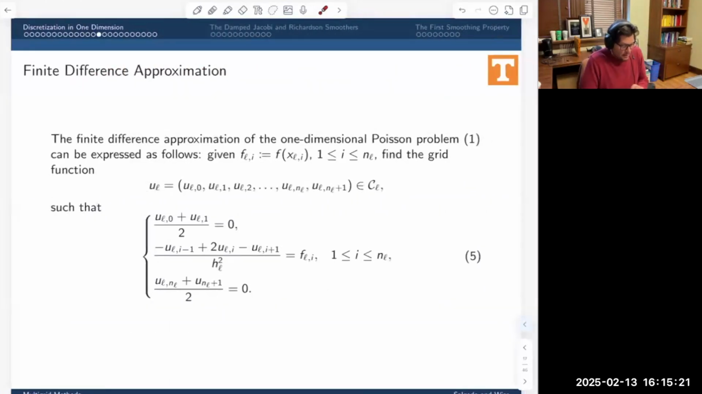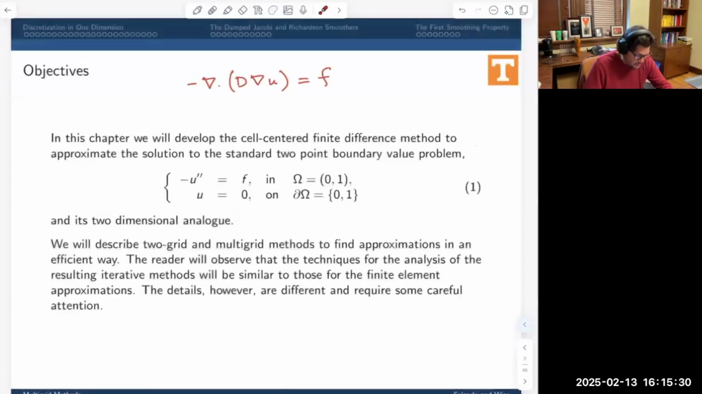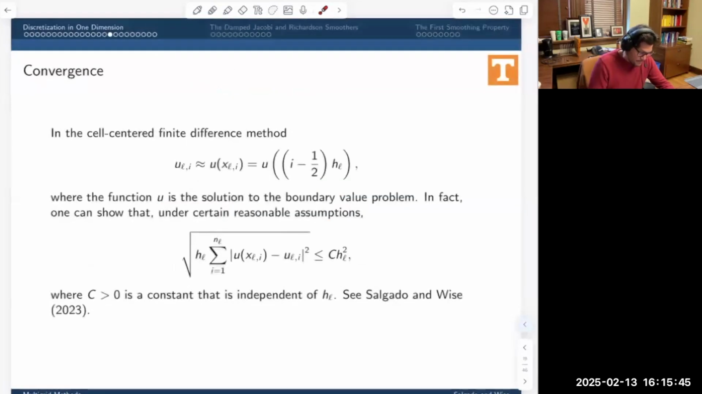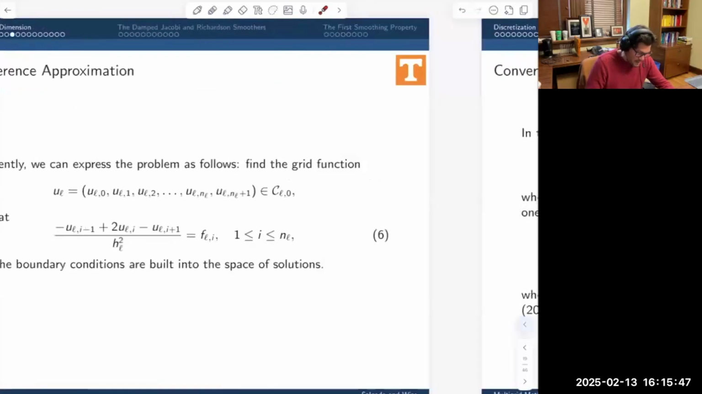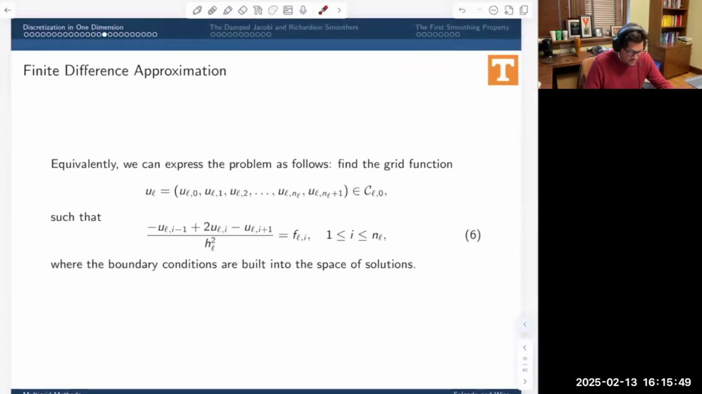Now let's talk about a finite difference approximation for the Poisson problem, problem 1. So let me go back and show you what that Poisson problem looked like. It's our regular standard Poisson problem: minus u double prime equals f in the domain 0 to 1, excluding the boundaries, and u equals 0 at the boundary points, the 2 boundary points. So what I want to do is approximate that by a finite difference method. How can I do that?